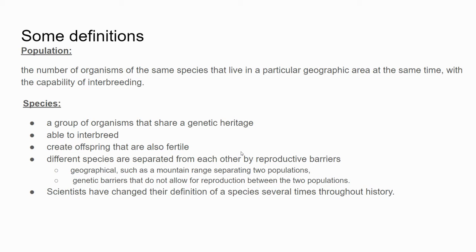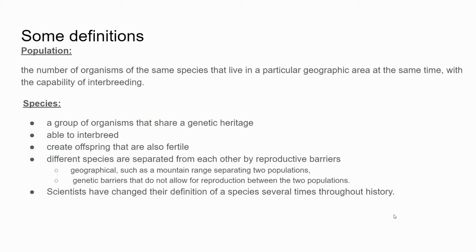Now, usually when we talk about a population, we're talking about all the organisms in an area. However, if you want to be more specific, we talk about species. So a species is a group of organisms that share a genetic heritage. So they have similar genes. How similar? Well, that's kind of up for debate. One of the last things here on the bottom says scientists have changed their definition of species several times throughout history based on looking at the DNA, based on looking at the genes. It's just a constant argument whether these two animals are the same species or not.